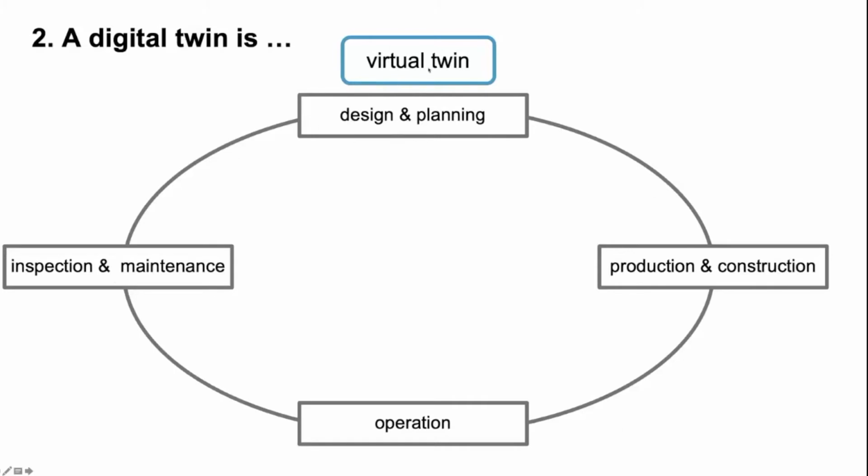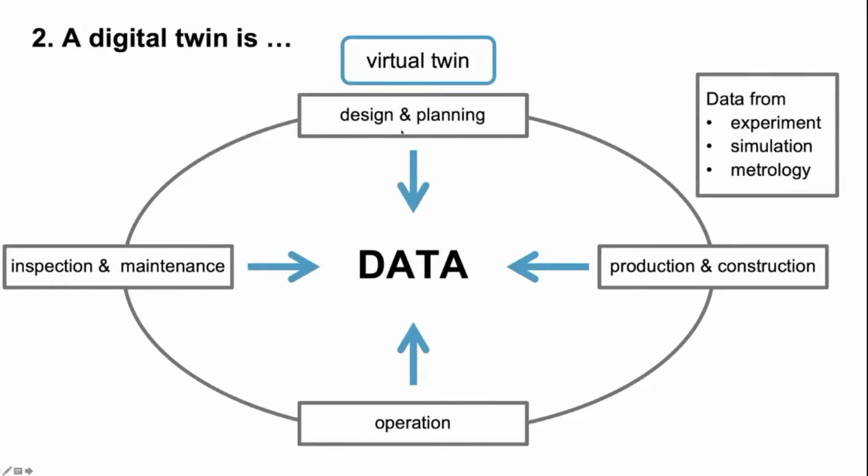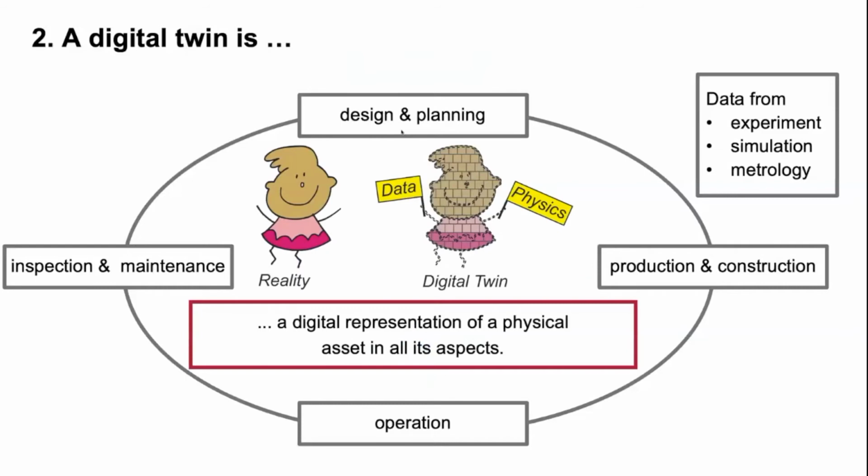What we are doing right now with numerical simulation is we are building virtual twins. This is a new name which I found in literature, but I think it's quite nice. It's a virtual model of our product, but it's based here in the design and planning phase. And the idea now of a digital twin is to combine this data arising from numerical simulation and experiments with data from the actual process, from the other stages of the product lifecycle, arising, for example, from metrology. And the goal is to build a complete digital representation of a physical asset in all of its aspects.